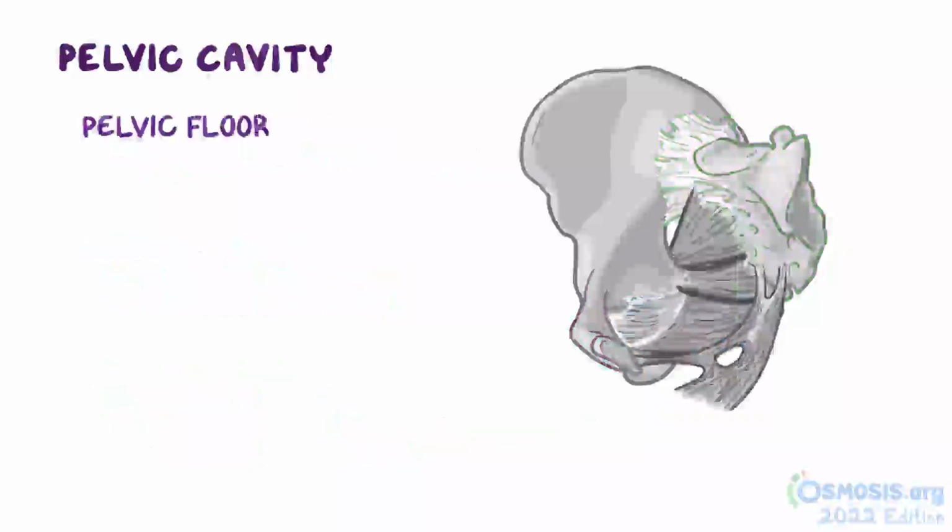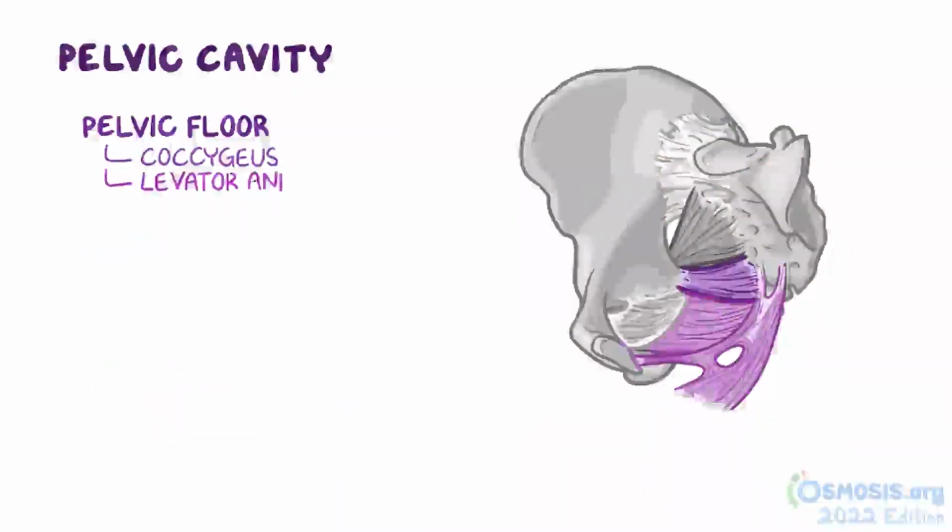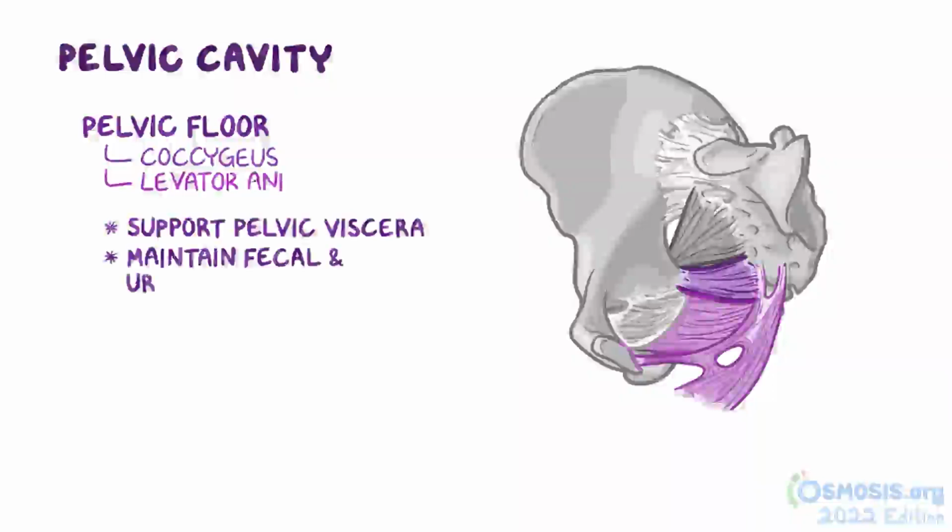The pelvic floor contains 2 muscles, the coccygeus and the levator ani. Those muscles support the pelvic viscera and help in maintaining fecal and urinary continence.